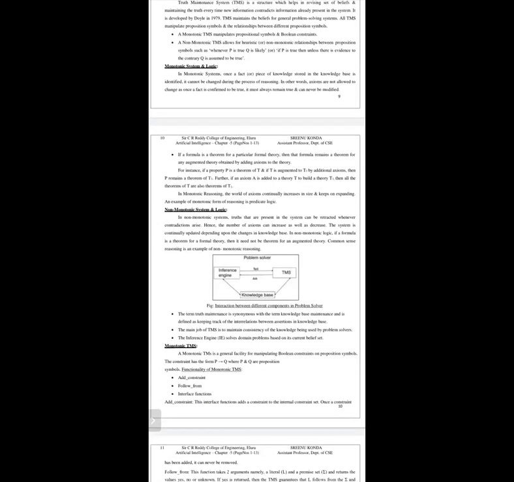Coming to the non-monotonic system and logic, truths that are present in the system can be retracted whenever contradictions arise. That means in a monotonic system, whenever some contradiction arises, we cannot change it or backtrack. Whereas in a non-monotonic system, if any contradiction occurs in the middle, we can retract or backtrack. But that is not possible in monotonic.